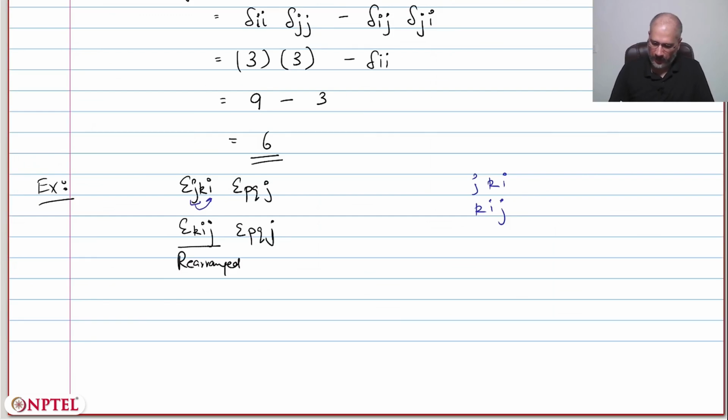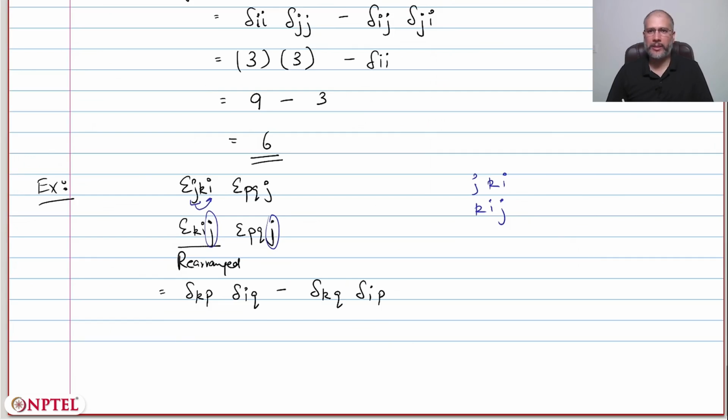And now we can see that the last index in the two epsilons is indeed the same. So we can apply the epsilon delta identity. So this becomes equal to delta first, so that is delta kp times delta second, so that's delta iq, minus delta first, so that's delta kq, and delta second first, which is delta ip. So in this case, there is no further simplification, so we leave it at that.